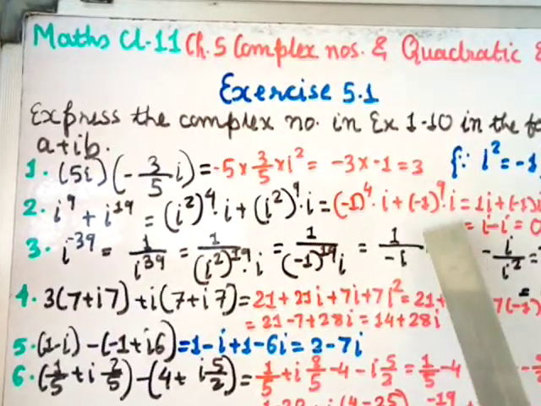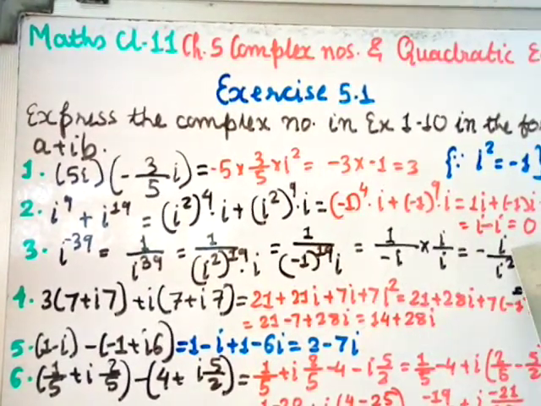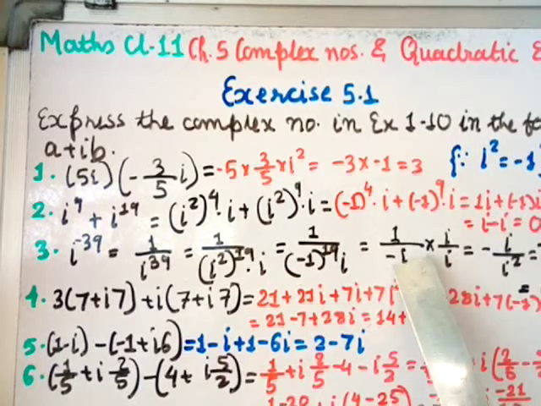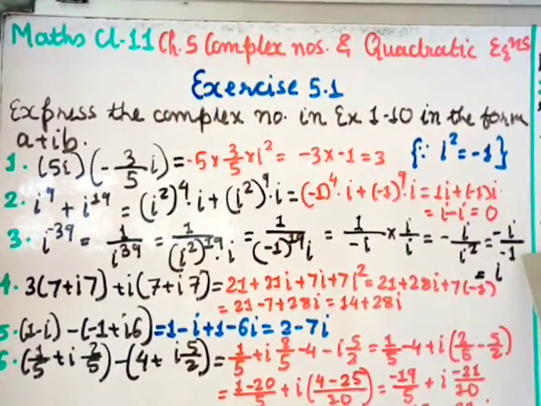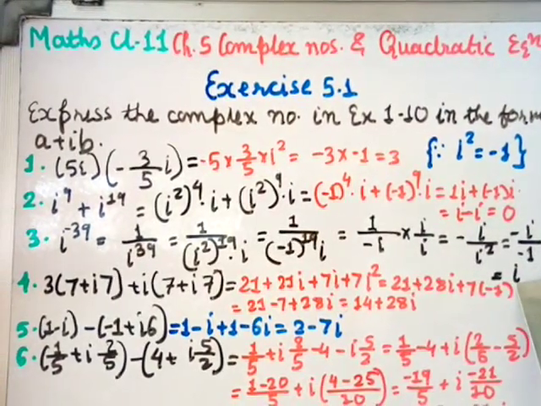Okay, now multiply and divide by i. So i into 1 is i, this minus stays, and i into i is i square. Again i square is minus 1. So you get minus i by minus 1, minus minus cancels, so the answer will be i.